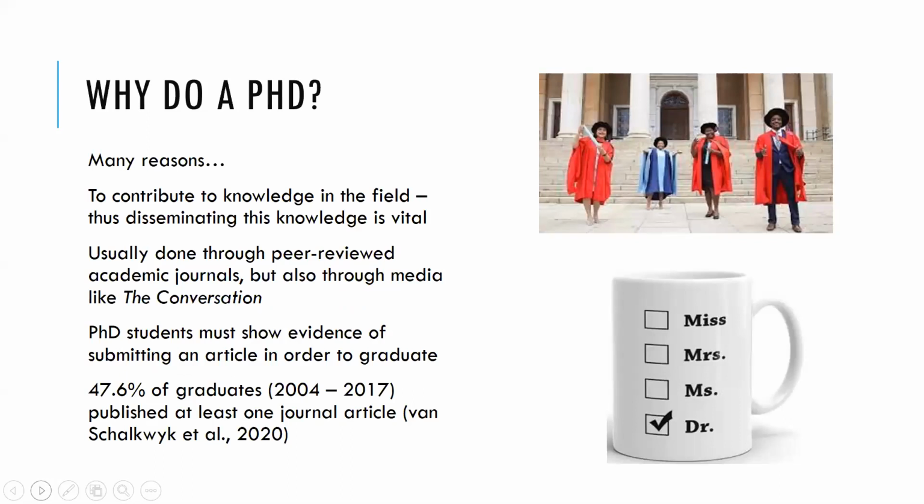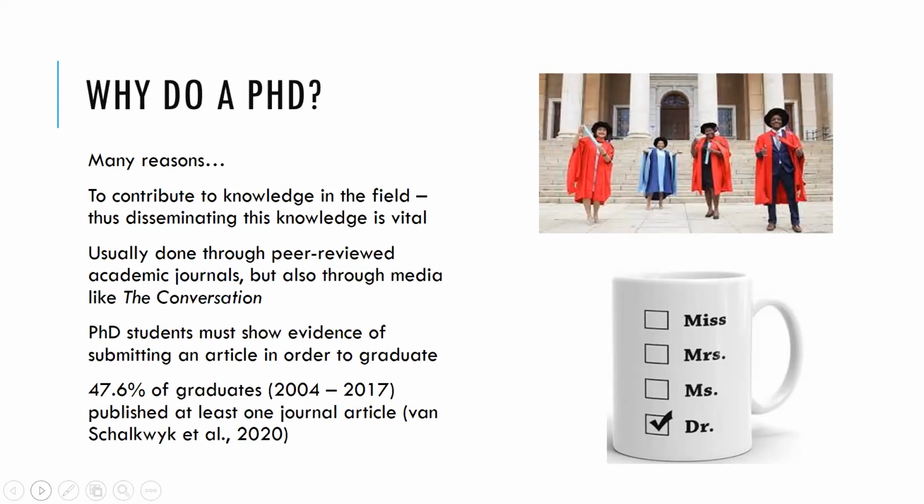So why do we do a PhD, or for those of you who've done a master's? There are many reasons for the PhD. Sometimes it's around really wanting to wear that red gown, wanting that title or that status. Often it's about career advancement. There's a whole range of reasons why we do postgraduate study. But when you're thinking about publishing, a key thing is about disseminating the knowledge. So it's about contributing to knowledge in a particular field. And what we do in peer-reviewed journals is then disseminate this knowledge.